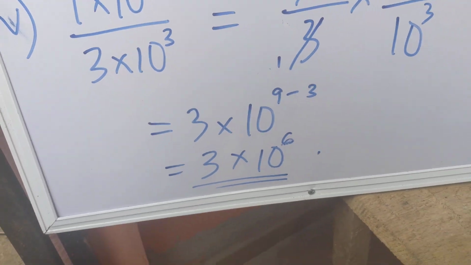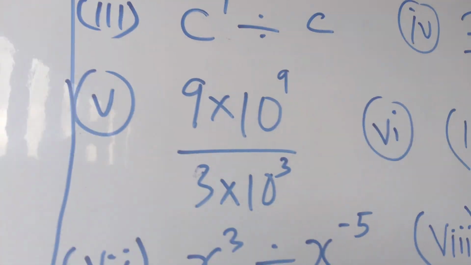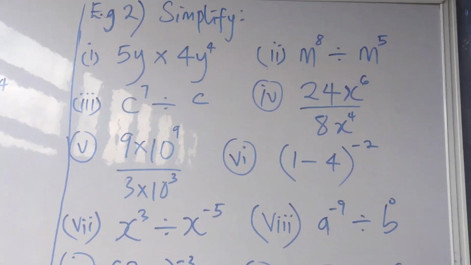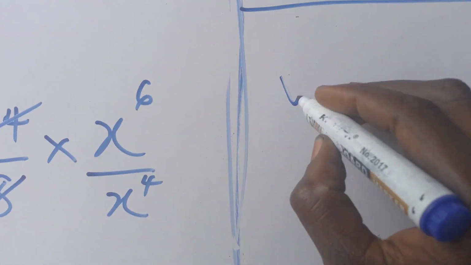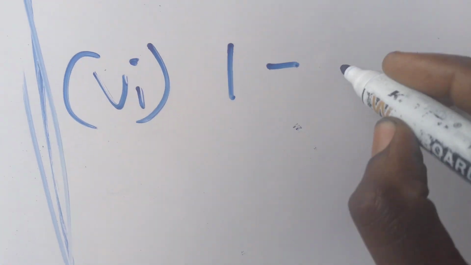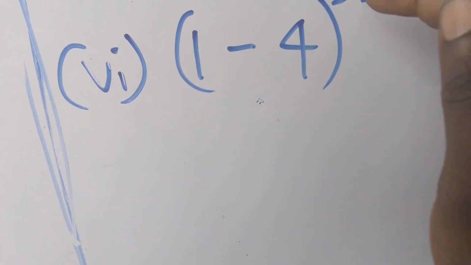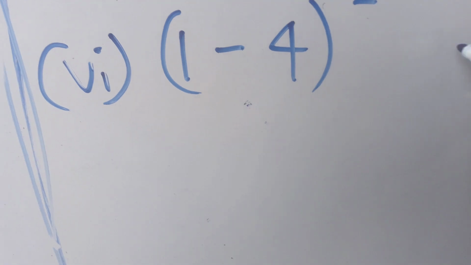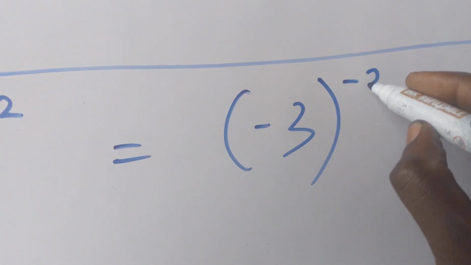Okay, so we'll look at the next question, which is Roman figure 6. Roman figure 6 is 1 minus 4 all raised to power minus 2. We know that 1 minus 4 is minus 3, so minus 3 raised to power minus 2.